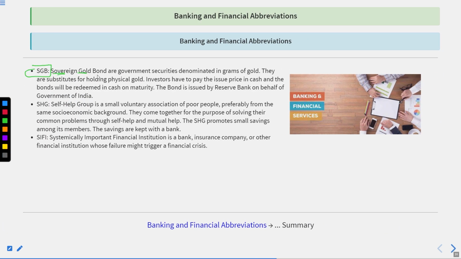SGB, Sovereign Gold Bond, is a government security denominated in grams of gold. It is a substitute for holding physical gold. Investors have to pay the issue price in cash and the bonds will be redeemed in cash at maturity. The bond is issued by the Reserve Bank of India on behalf of the Government of India.